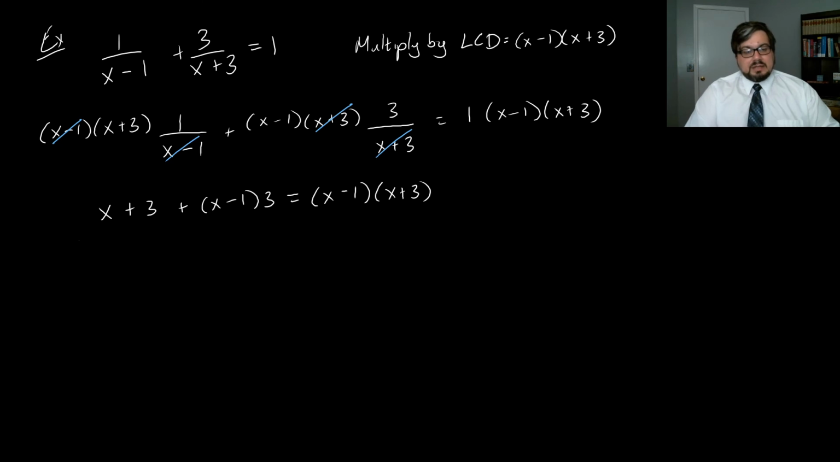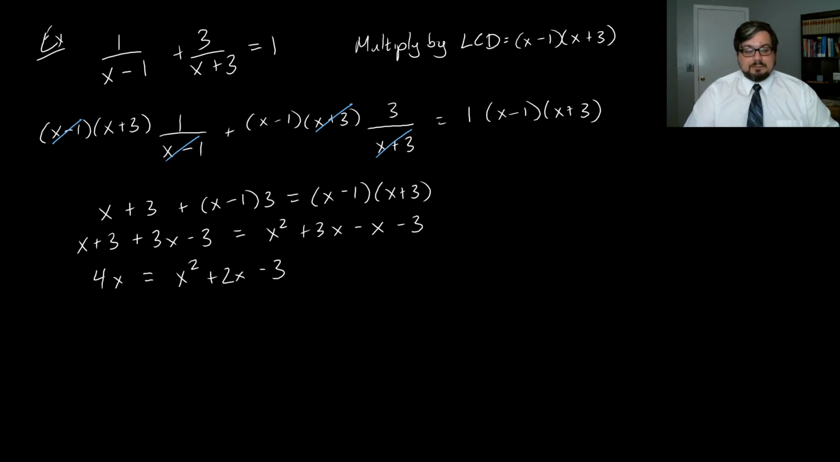Expanding things out, we get x plus 3 plus 3x minus 3 on the left, x squared plus 3x minus x minus 3 on the right, and simplifying things down further, x plus 3x is 4x on the left, 3 and negative 3 cancel out, and x squared plus 2x minus 3 is what we have on the right. Now, to get 0 on one side, which is still our goal, we need to subtract 4x from both sides.